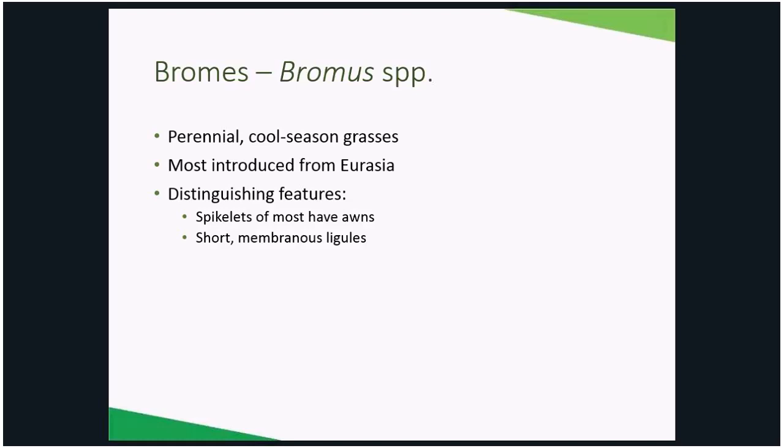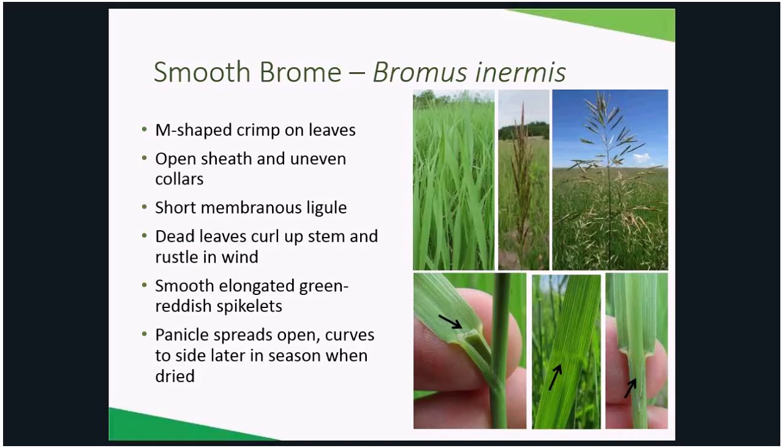So those spikelets, or those flowering parts of the plants, most of them have awns. Okay, and we saw an awn in a previous slide, but we'll show that feature again. And they also have short membranous ligules. Okay, so those 2 characteristics usually clue us in that we're looking at a brome. Unfortunately, the first example I chose of a brome does not have those characteristic awns. However, it does have a short membranous ligule, which you can see right here in this photo.